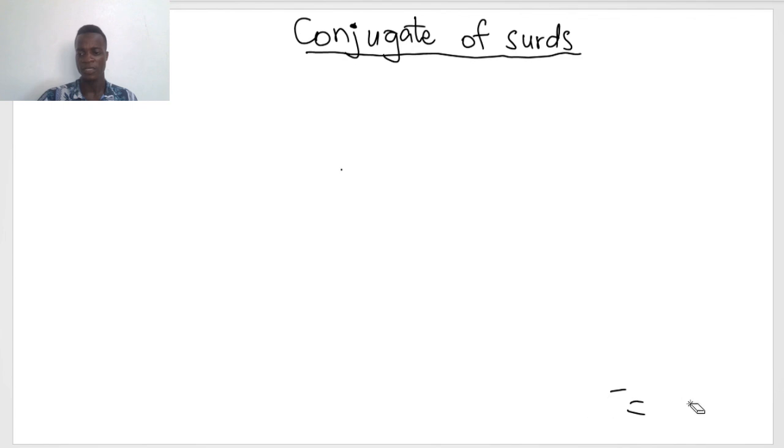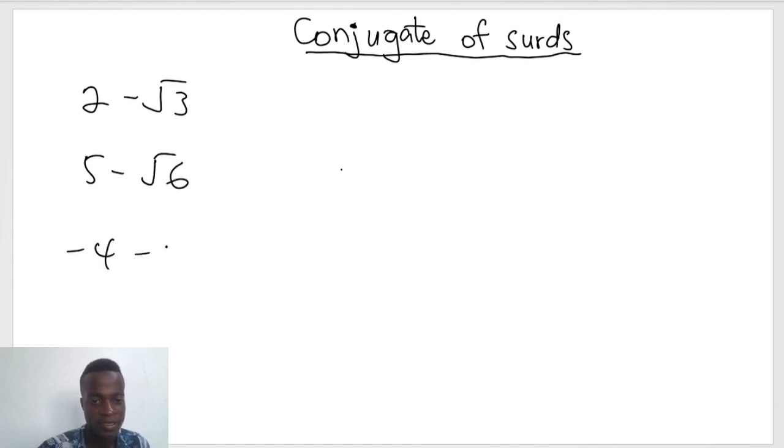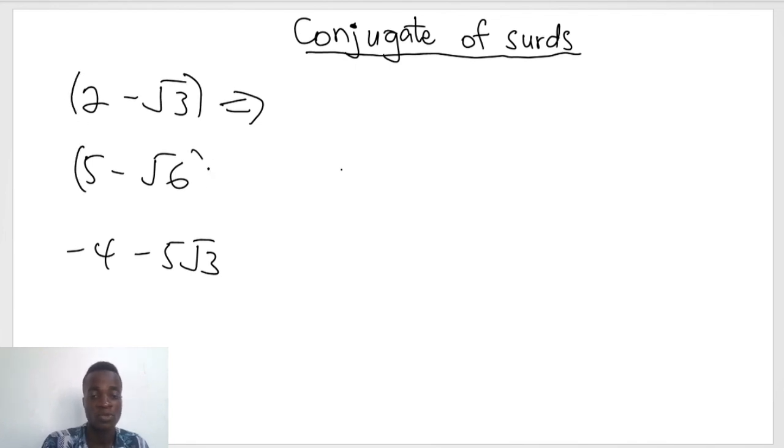Conjugate of a set. Let's do another example. Let's find the conjugate of the following: 2 minus root 3, 5 minus root 6, negative 4 minus 5 root 3. Let's find the conjugate of these ones. Conjugate is like that other bracket. So you just imagine this one is already in brackets, but they won't give it to you in brackets, right? And no one will ask you to just find this conjugate. It's a concept that we use to do the division, so we need it.